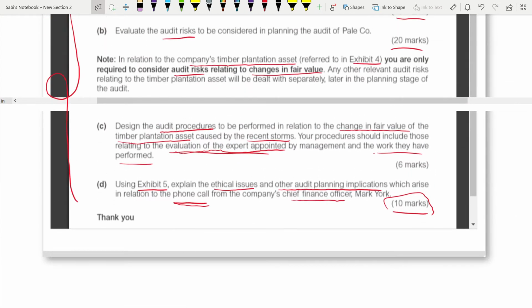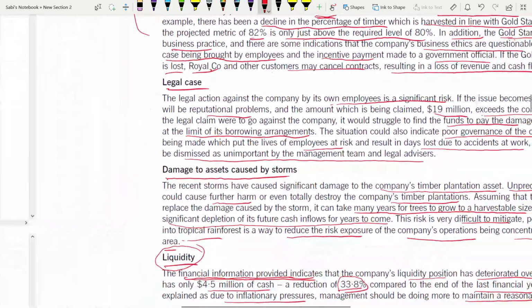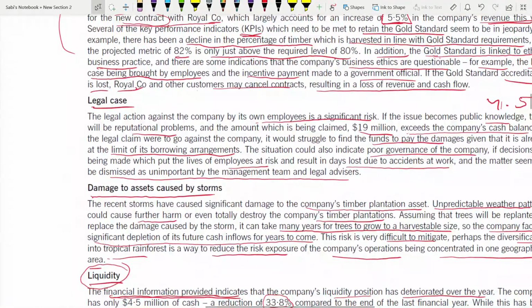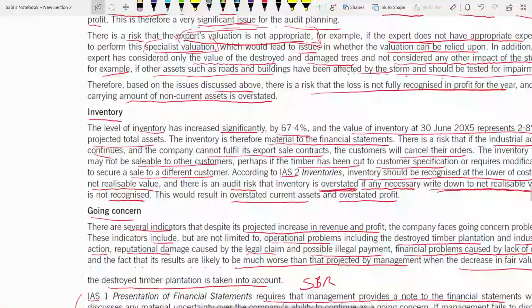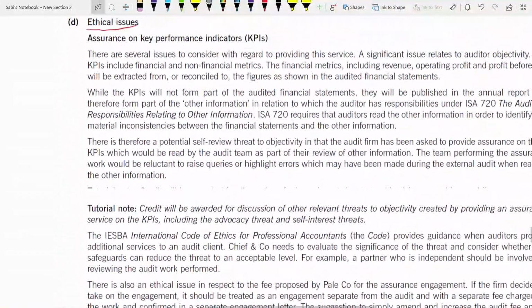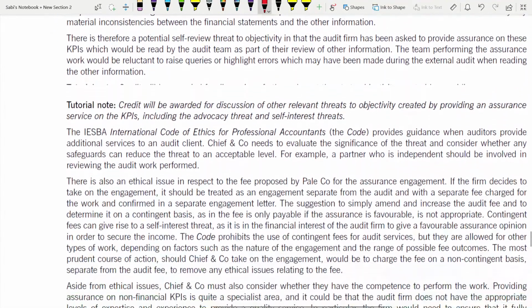Using Exhibit 5, we have to use Exhibit 5 relating to the phone call. Okay. So I remembered somewhat because I've underlined something. Let me see how much you have remembered or not. So let us go through the ethical issue. Okay. They are talking about assurance on the key performance indicator. Number 1. Use subheadings like this when you're giving different ethical issues.